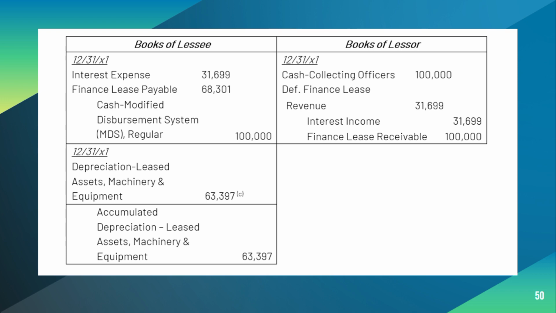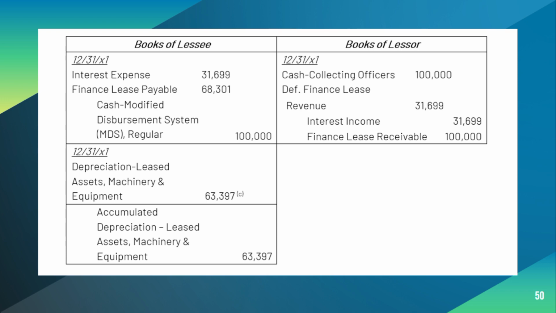Here, the recording of accounts is when it is considered a liability to the lessee, it would be considered income or asset to the lessor. Also, depreciation would be recorded. So, in the books of the lessee at the end of the first period, the entry would be depreciation, leased assets, machinery, and equipment amounting to 63,397. The amount is obtained by dividing 316,987 by the useful life of the asset, which is 5 years. Journal entries in subsequent periods follow the same pattern.